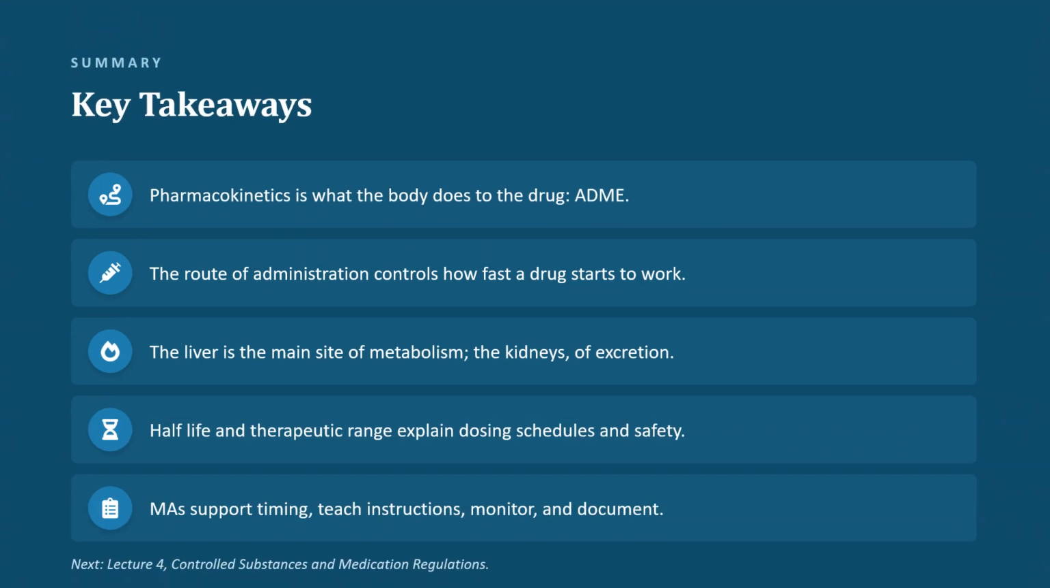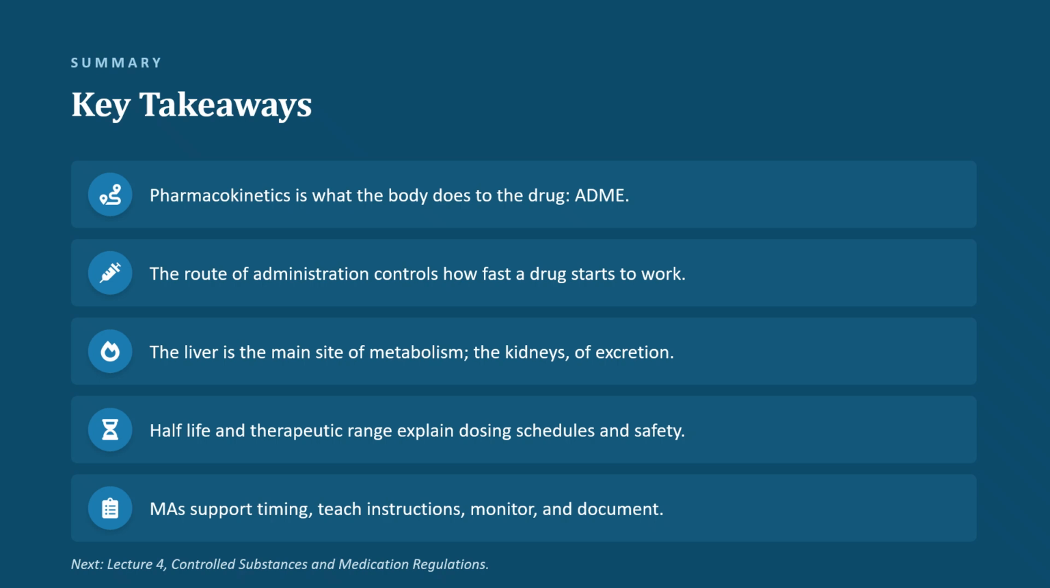Let's summarize what we learned in this lecture. Pharmacokinetics is what the body does to the drug, captured in the four letters ADME: absorption, distribution, metabolism, and excretion. The drug enters the blood through absorption, travels to the tissues through distribution, is broken down mainly by the liver through metabolism, and finally leaves mainly through the kidneys through excretion.